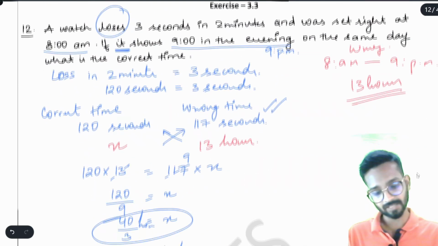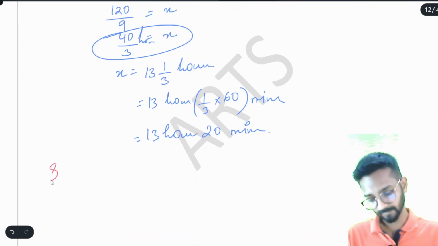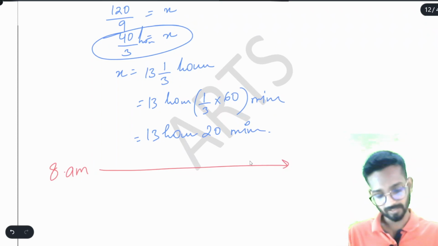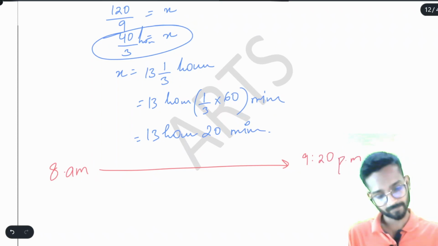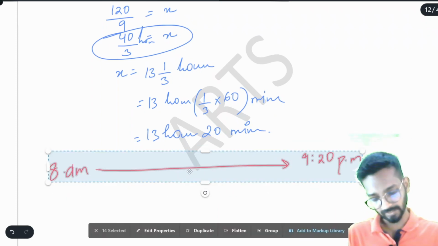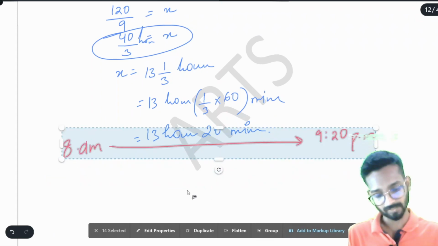What was the time when it started? 8 am. From 8 am, if 13 hours and 20 minutes have passed, it will become 9:20 pm. Okay. This is how we are supposed to find out the correct timings if 13 hours 20 minutes have passed.